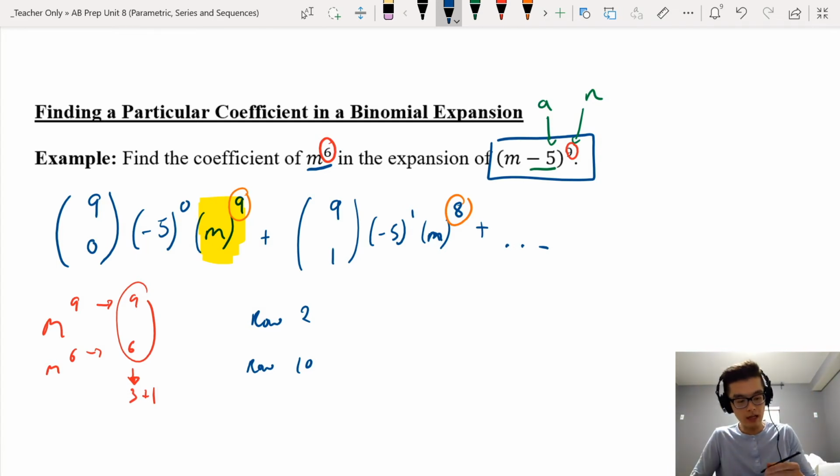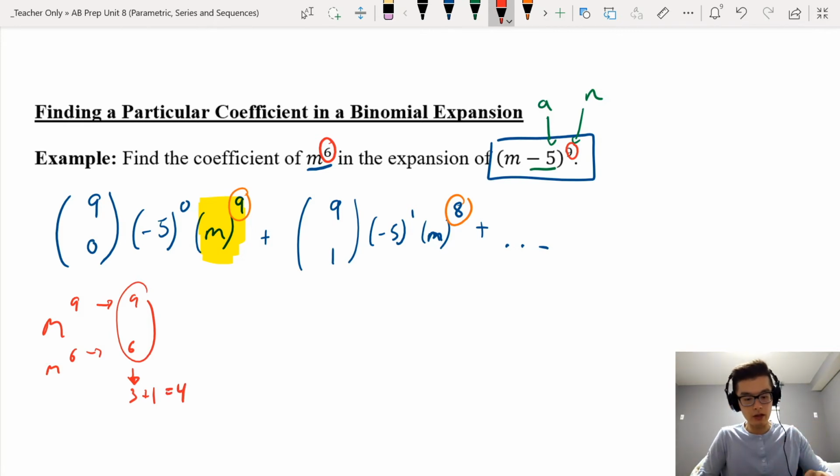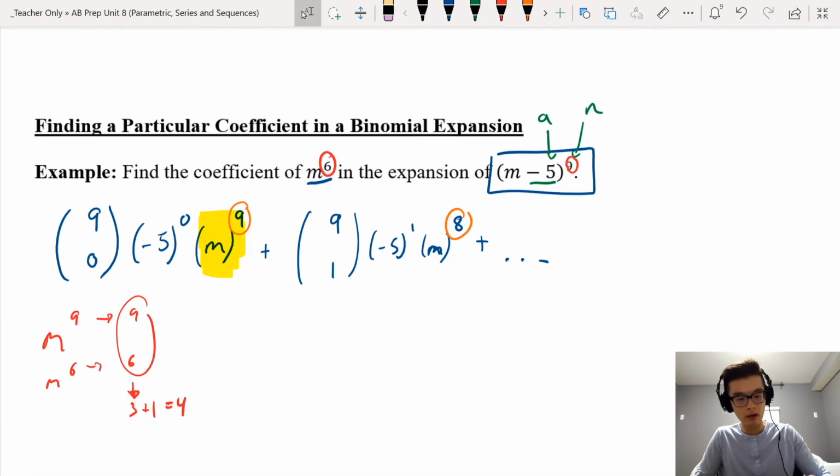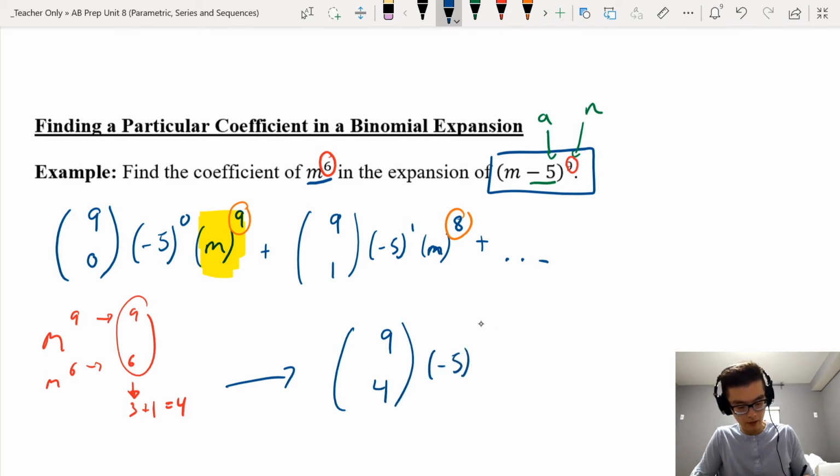So we can use the same tactic like we do there, and then we're left with this idea that it's when the j term, right here, is actually equal to 4. So if I rewrite this whole thing out, really all I care about is 9 choose 4, and that means here we're going to have negative 5 raised to the 4th, and that means it's going to be m to the 9 minus 4, or 9 minus 3 in this case, which is actually going to be to the 6th power.